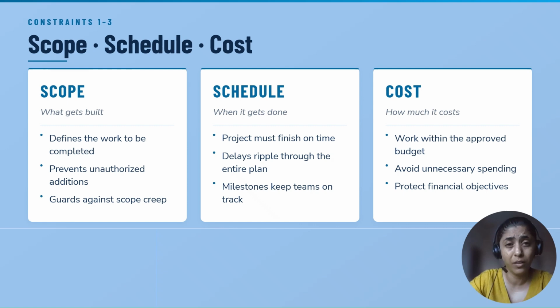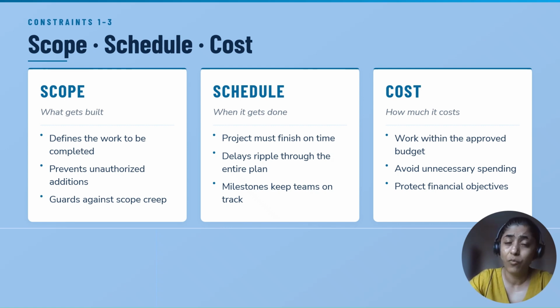Now let's look at the third constraint, cost. Cost represents the approved budget for a project. Imagine planning a kitchen renovation. You have a budget of $10,000. But by the time the project is completed, you have spent $18,000. Now, even if the kitchen looks beautiful, most people will consider the project unsuccessful because it exceeded the budget.